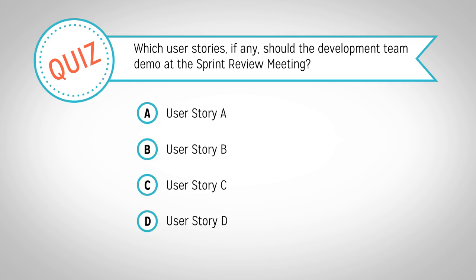Your development team should only demo user stories that have met the Scrum team's definition of done. This normally means that they are coded, testable, and usable. Only user stories A and B meet this criterion. User story C still needs to be tested before it can be demonstrated. This is important to make sure that the product functions as expected. You should never hard-code features for a demo. Therefore, answers A and B are the correct answers.